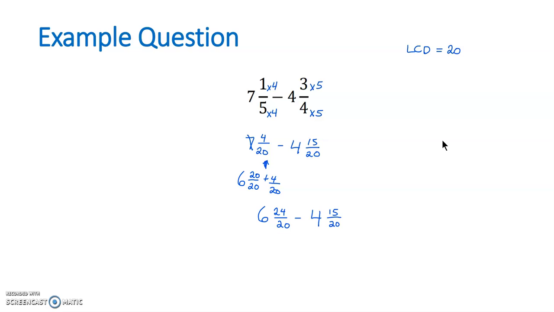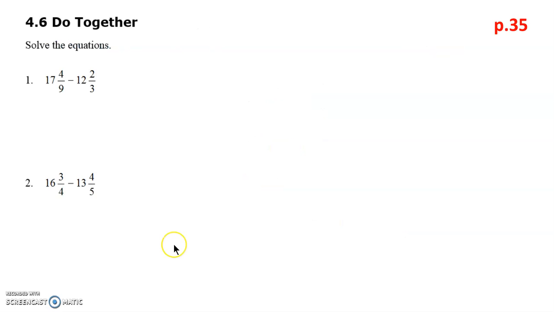So now we can subtract our whole numbers and our numerators. So 6 minus 4 is 2, and 24 minus 15 is 9. And so we have 2 9/20. And we check our answer, is our fractional part in lowest terms? And in this case it is. So my final answer here is 2 9/20. So let's solve these equations.